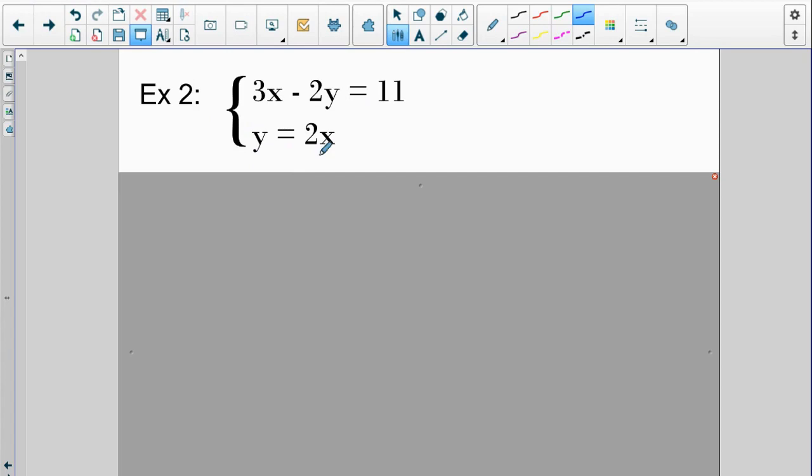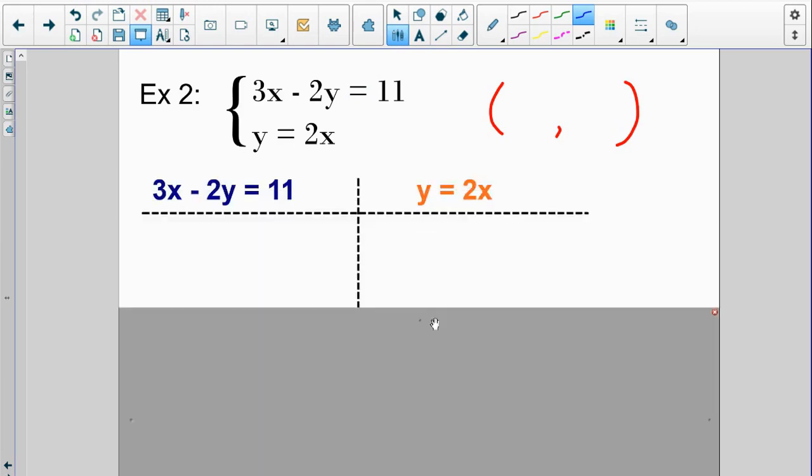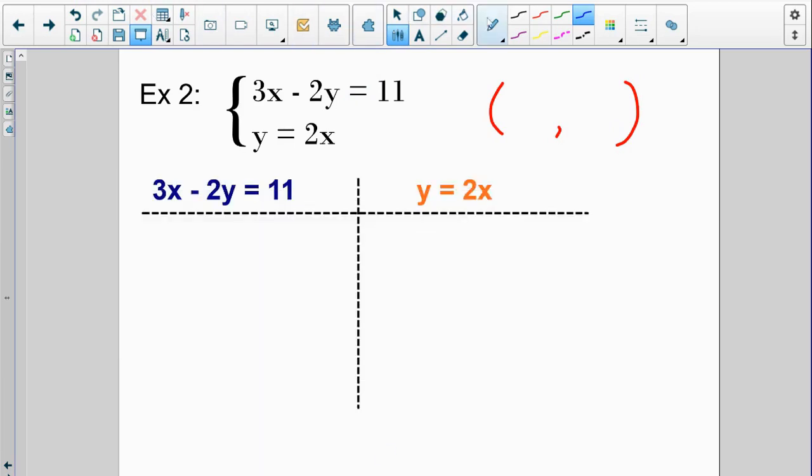Y equals 2 times x. Now, it's not as simple as the last one. It doesn't just say y equals this number, but it does say that y equals this expression. So 2x is the same thing as y, in this system at least. So we're going to use that concept to help us solve. I'm going to take my 2 equations, put them side by side, and use that to solve.